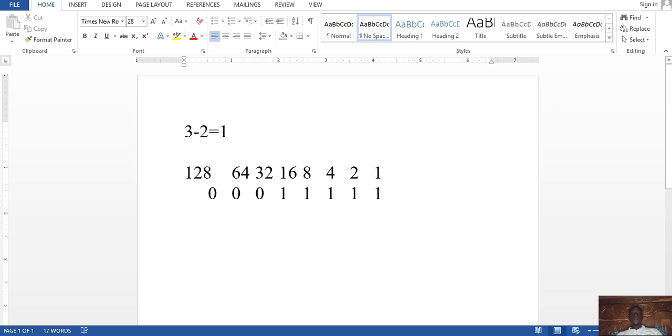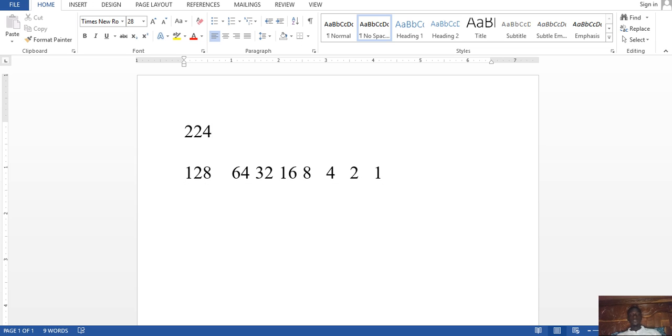Next, that is it. The binary representation of the number 31 is 0, 0, 0, 1, 1, 1, 1, 1. So let's take another number. For instance, let's take a higher number. Let's take 224.